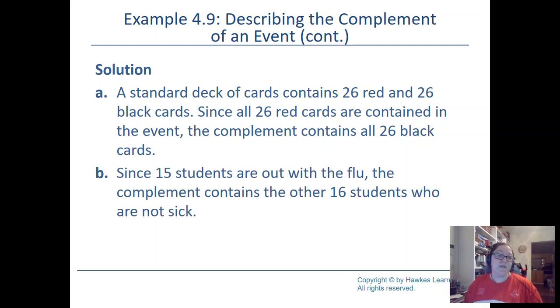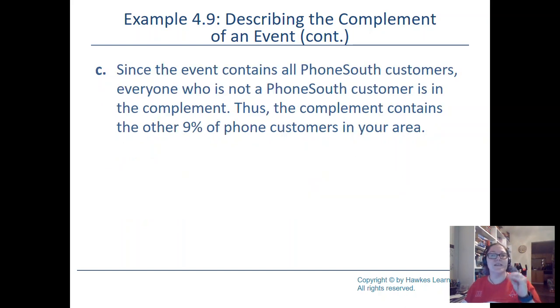Our 15 students that are out with the flu, the complement will be basically choosing somebody that's not one of the 15 students out with the flu, which would be the other students. So the 16 students who are not sick is my complement. And remember our last one is that we had 91% of people using Phone South. Since the event contained all the Phone South customers, meaning 91%, everyone who is not a Phone South customer is in the complement. Thus the complement contains the other 9% of the phone customers in your area.